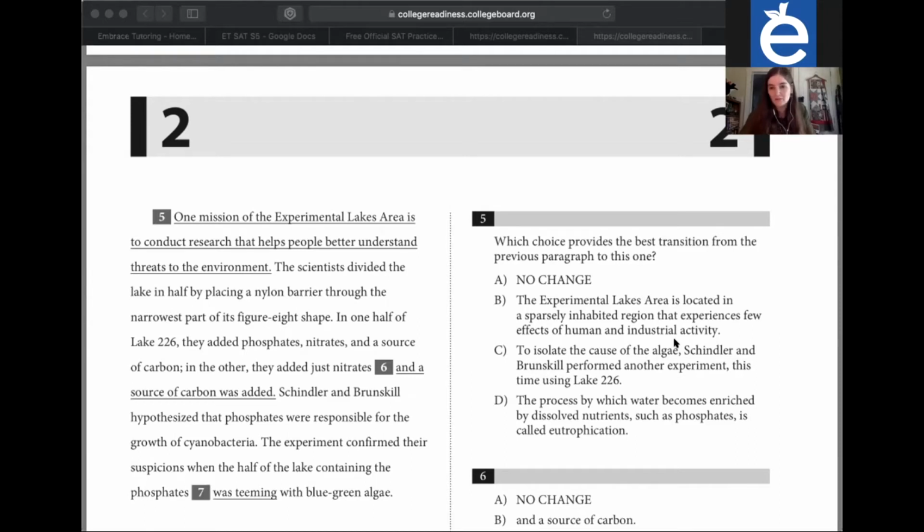Eutrophication. Sorry, it's first thing in the morning. Pronouncing scientific terms doesn't always work for me first thing in the morning. Linguistic terms, that's another thing. But anyway, I digress.